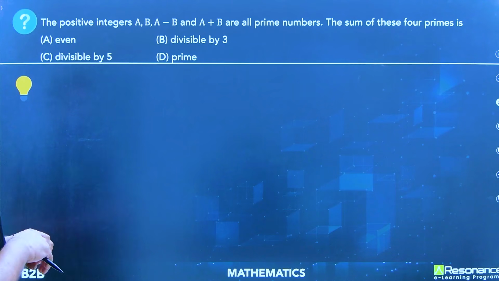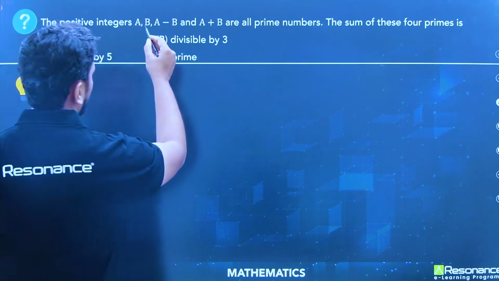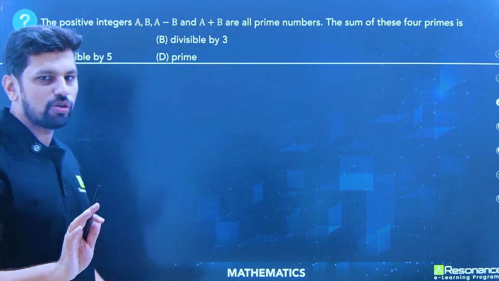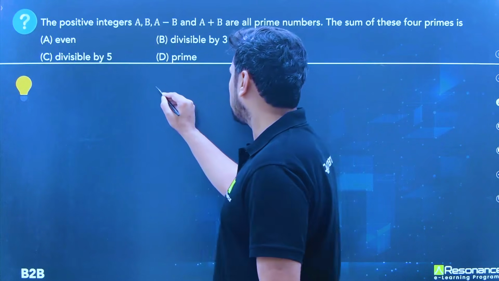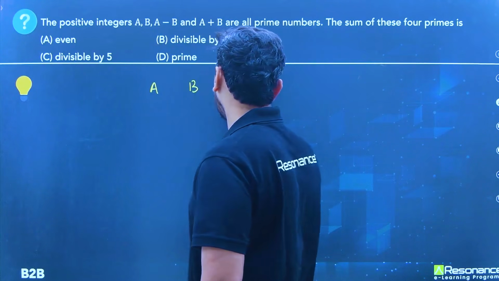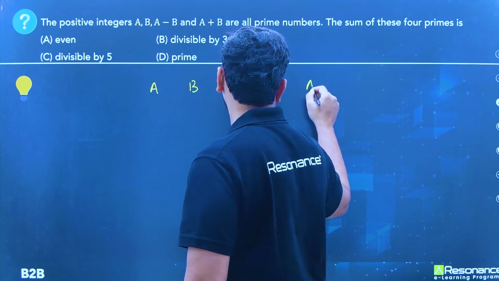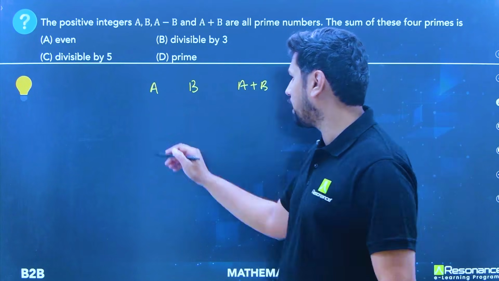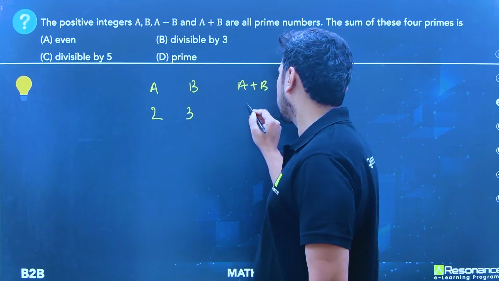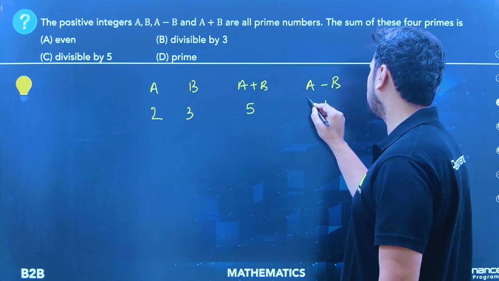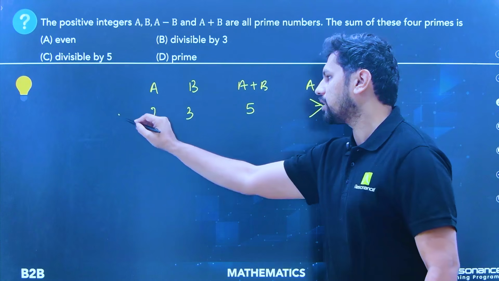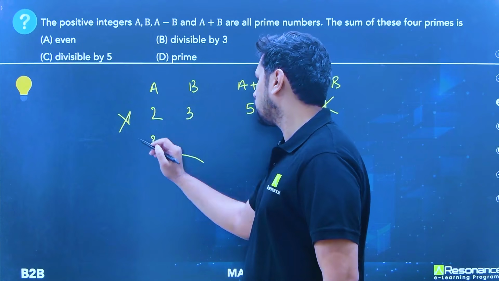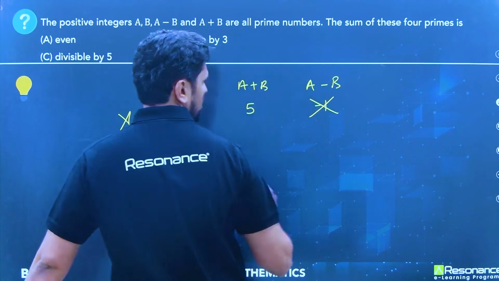A plus B, A minus B, A plus B, all are prime numbers. So you have to do hit and trial. You have to take A, B, A plus B and A minus B, all prime numbers. Let's say the first thing that comes to mind is 2 and 3. So this will become 5, but this will become minus 1. So this we have taken wrong. Then let's take 5 and 3.